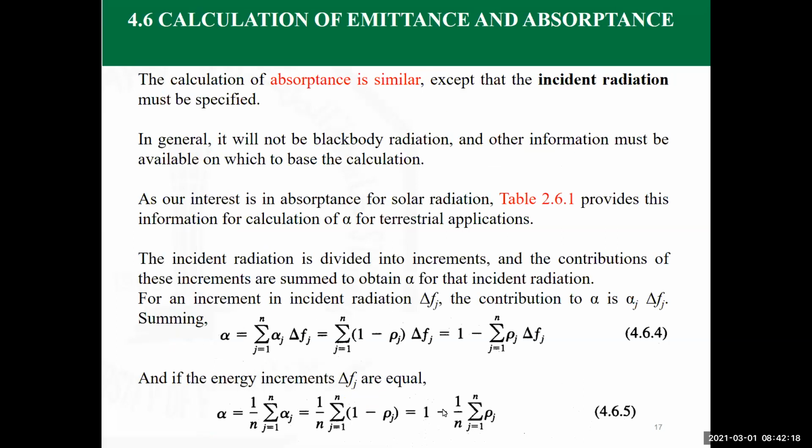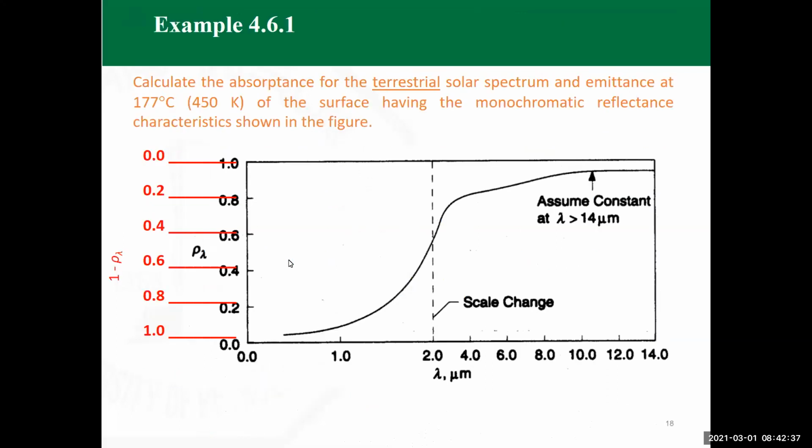So as a generalization, in case of equal divisions of delta F, or the fraction of the energy, you can get a certain general expression that relates alpha to rho. And if you know information about the reflectivity, then definitely you can get the value of alpha. We will see that in an example.